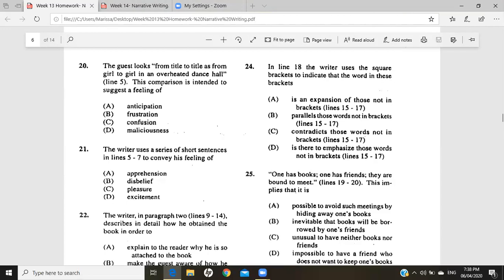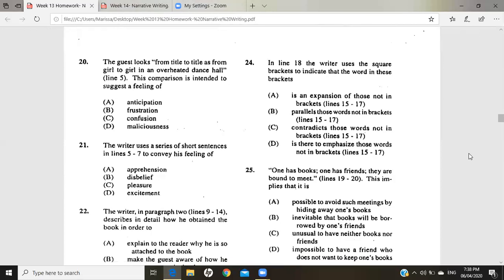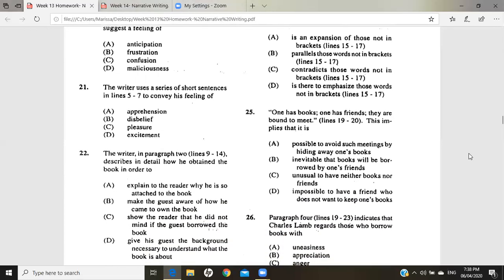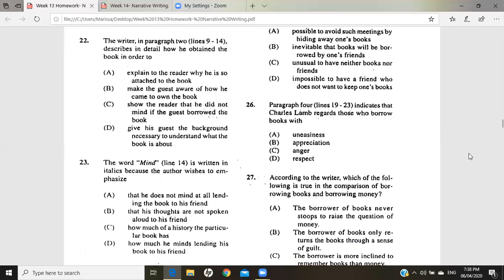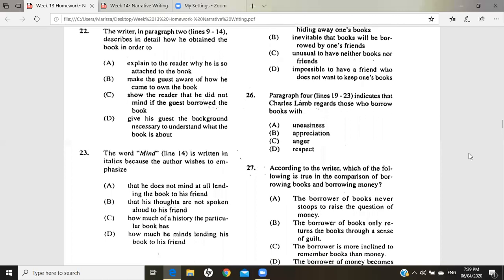Number 22 says, the writer in paragraph 2, lines 9 to 14, describes in detail how he obtained the book in order to what? Jaden, what do you have? Oh wait, Jaden. Miss, I didn't do the homework. I just followed along until then. I hope you're recording the answers as well, Jaden. Yes, miss. Good. Ravi, what do you have for 22? Number 22 is A. Explain why he is so attached to the book. Because he went through so much to get the book. That's why. All that drama. Yes.